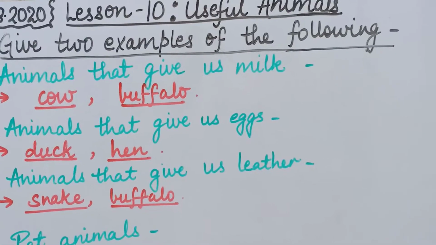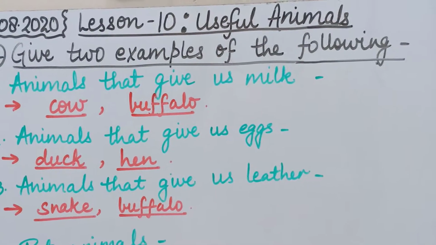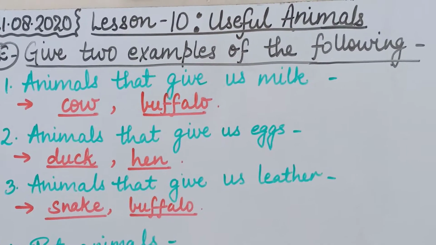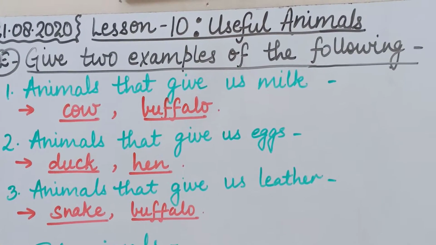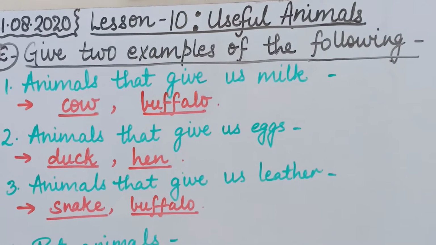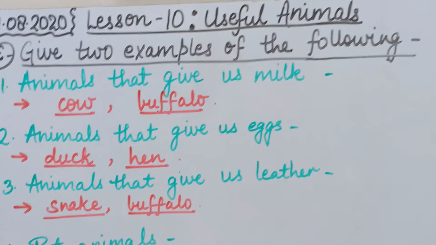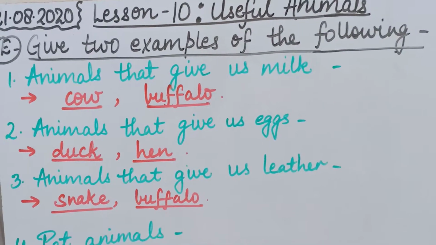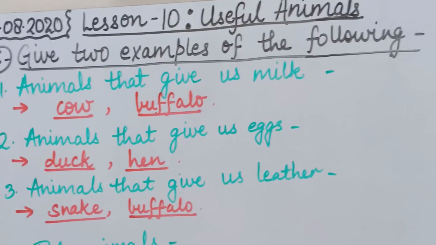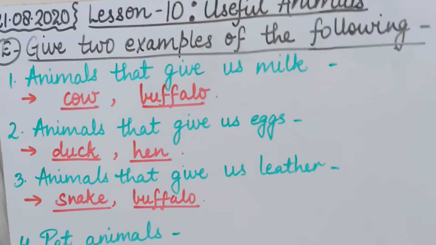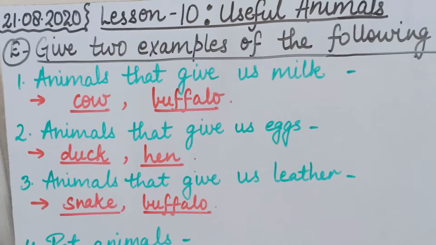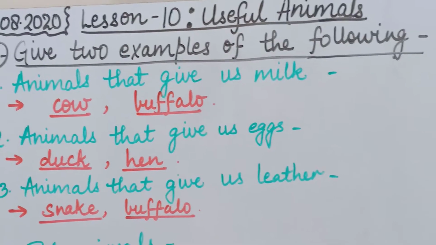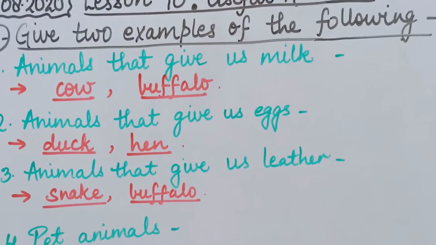Yesterday in my EVS video, I gave you an assignment and I gave you the video to complete your exercise C and D. C exercise was name the following and D was true and false. I hope you all have understood it and you have completed it also in your notebooks. Good. Today we are going to start with our exercise E. I will explain you the E exercise, that is give two examples of the following.